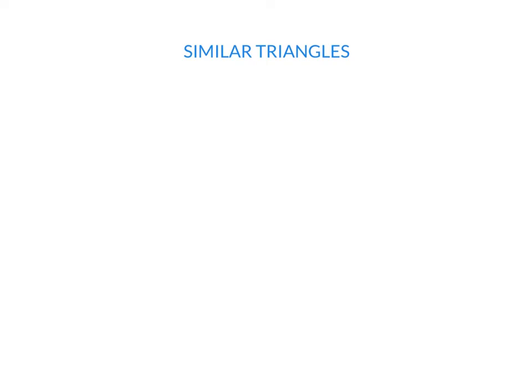So I said before, two shapes are similar if all pairs of corresponding angles are equal, and pairs of corresponding sides are in the same proportion. So it's pretty similar to congruent triangles, except the sides aren't equal, they're in proportion. But triangles are a little easier.